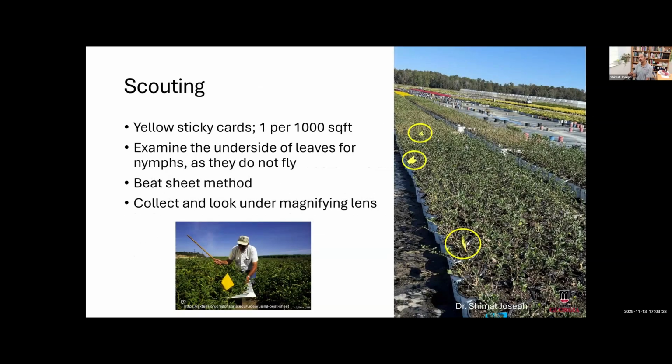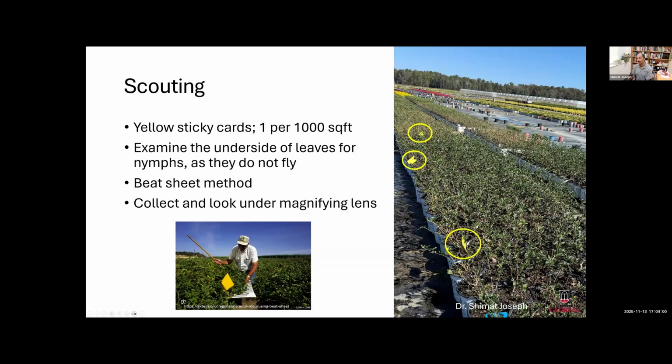Two things you can do for scouting. One is yellow sticky cards. I already showed you. We used these sticky cards in our trials. They are coming. You can collect a lot of adults. So it works, but more research needs to be done to understand what color of the sticky card works best and the relationship between this and the actual infestation. That we have to work on in the next year or following years. As of now, yellow sticky cards work and will be very good for monitoring. You can use one card per about 2,000 square feet.